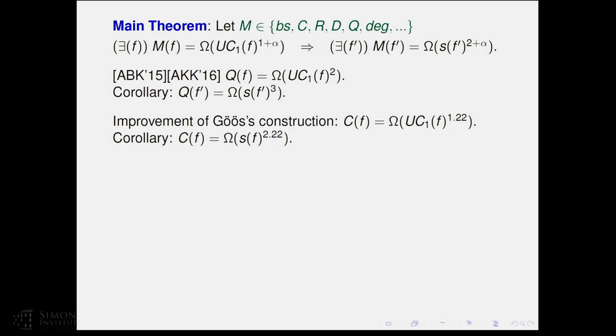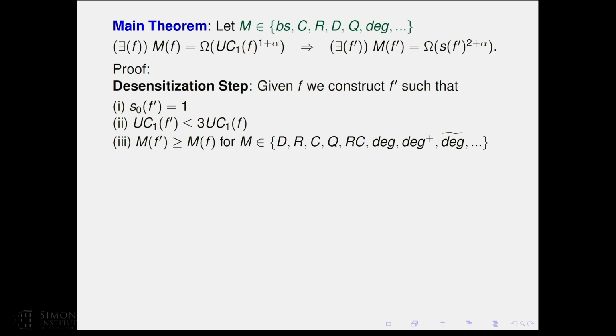Okay, so how does the proof work? The proof is going to have two steps. The first step we call a desensitization step, which is, given the family of functions f, I will construct a new function f prime that has three properties. One of the properties is that the sensitivity of f prime on the 0 inputs is at most 1. So whenever the value of f prime is 0, I can only flip it to a 1 by changing at most one of the bits.